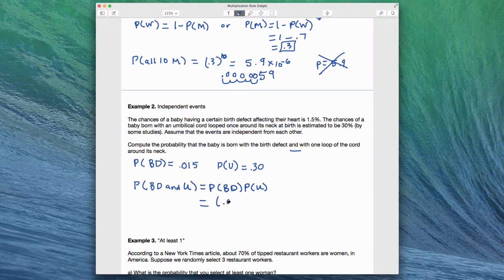So we'll take 0.015, multiply that by 0.3, and we got 0.0045. So the birth defect had a really small probability. The cord around the neck was quite higher, but by the time you multiply them, having both of those is a less than 1% chance. So we could even write this as 0.45% chance.